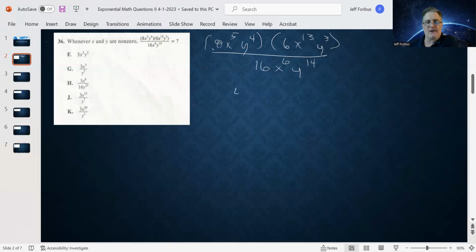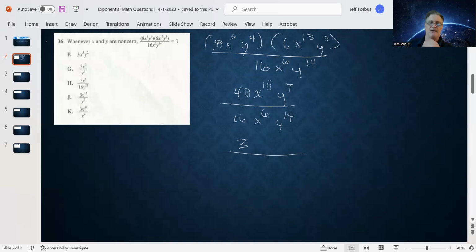So 8 times 6 is 48. And then x to the 5th times x to the 13th is x to the 18th. And then y to the 4th times y cubed is going to be y to the 7th. That's divided by 16, x to the 6th, y to the 14th. Now we can reduce 48 and 16 down to 3 over 1. And that's going to permit us to go to our variable x to the 18th and x to the 6th.